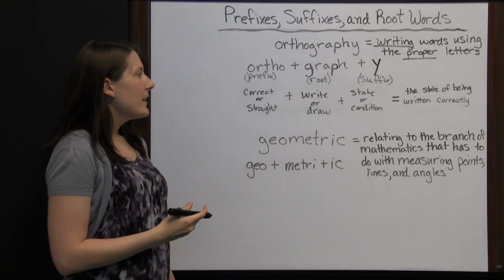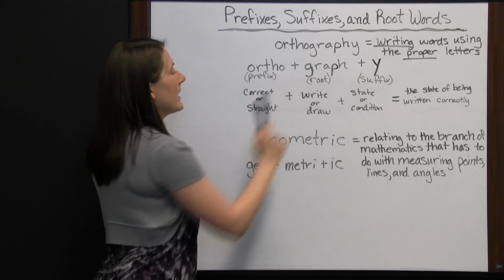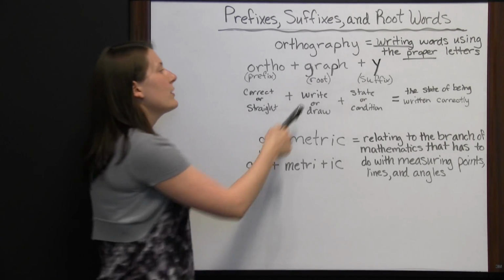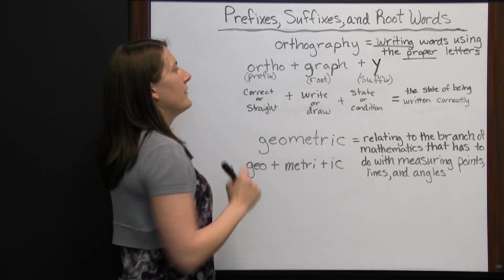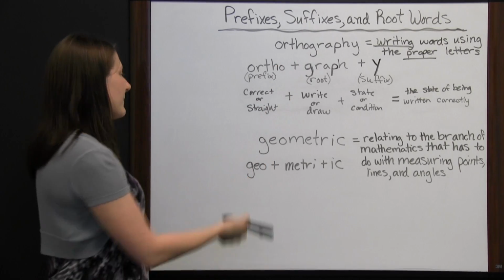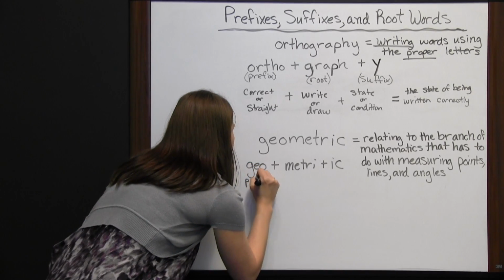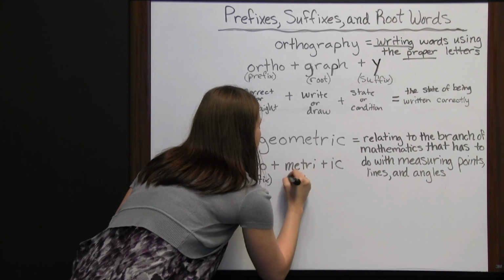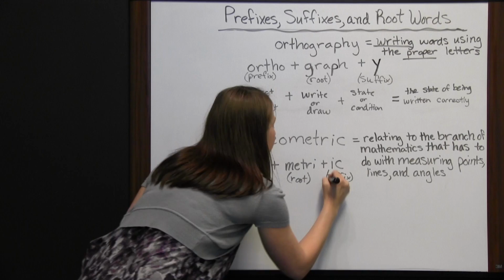So you got a pretty good idea just by breaking the word down into a prefix, a root word, and a suffix and figuring out what those meant. And even if you only knew graph had something to do with writing, you would have an idea that orthography had to do something with writing. Let's look at another example. Geometric. We'll break it down into our prefix, geo, our root word, metra, and our suffix, ik.